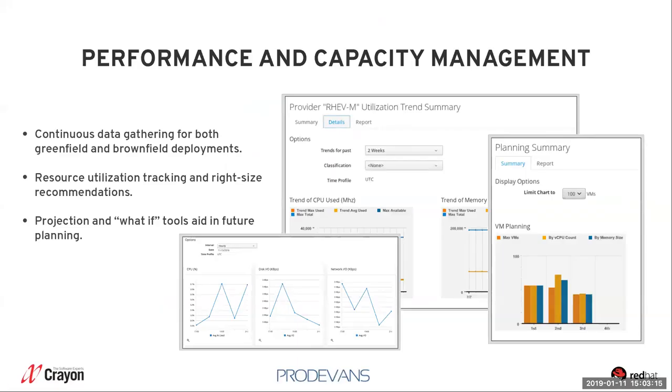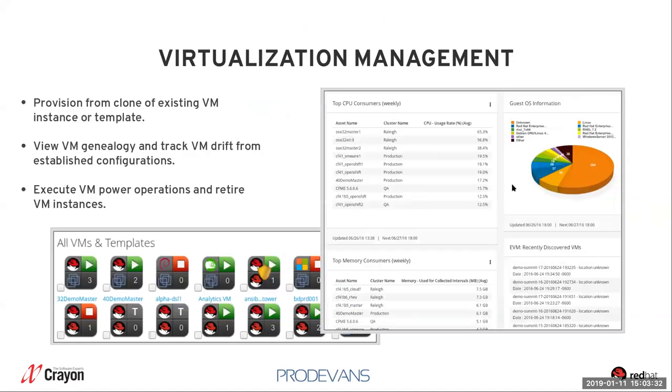Okay, so for performance and capacity, you can see the performance in a bar chart: how much CPU has been utilized, and the disk and network utilization. This is the virtualization management. You can see the number of hosts, the CPU consumed by each VM, and this chart shows how many VMs and how many OS are running on the hypervisor on the virtualization management platform.